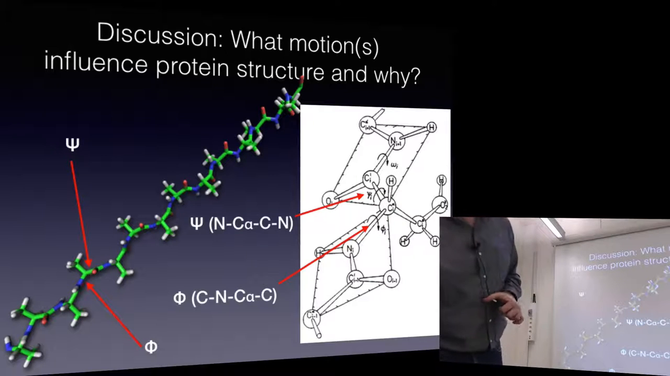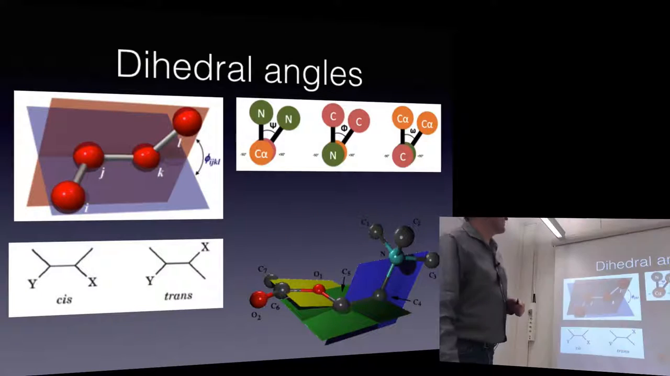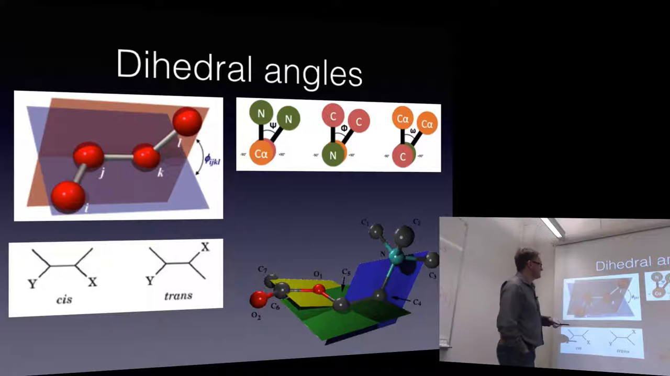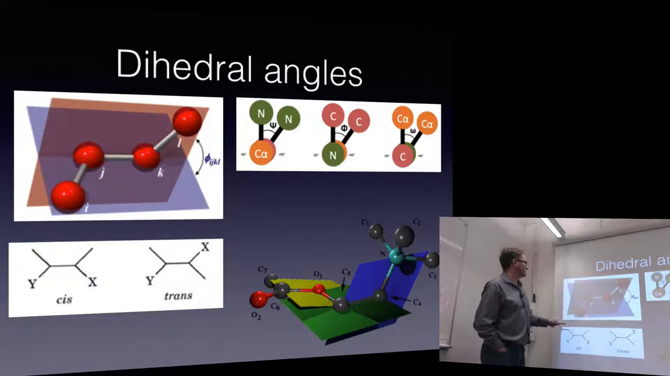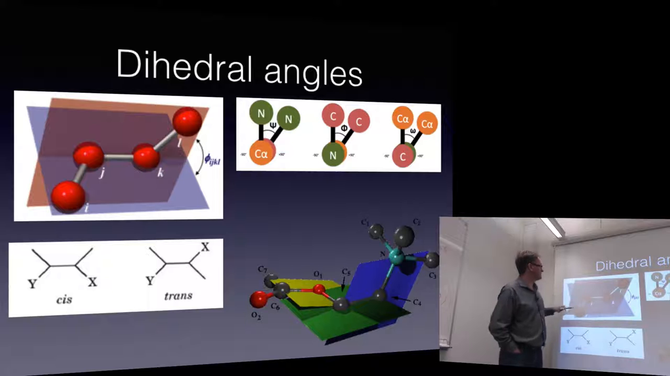And these dihedral angles, if you're not used to thinking about them, the way we define them is that 3 atoms always define a plane, right? So if you have 4 atoms here, atoms I, J, and K define one plane, the blue one. And then J, K, and L define a second plane, the red one. And this dihedral or torsion angle is literally just the angle between these planes.